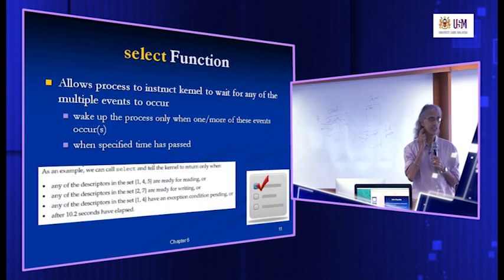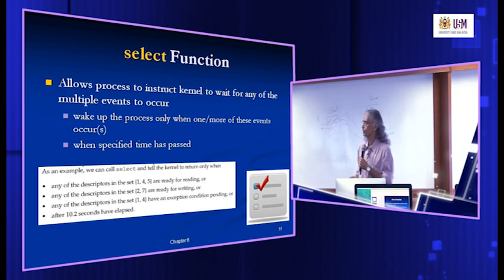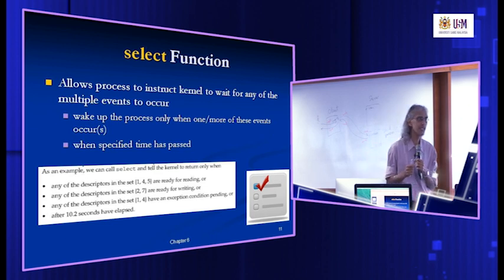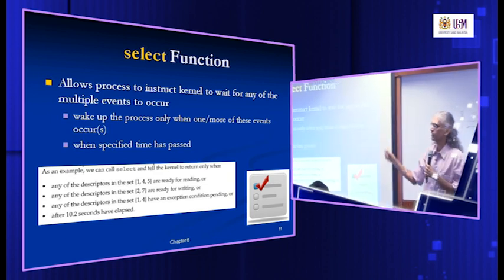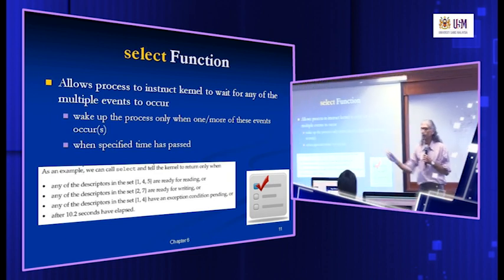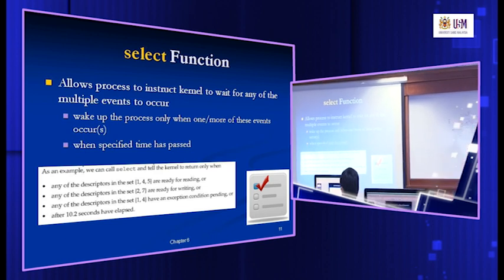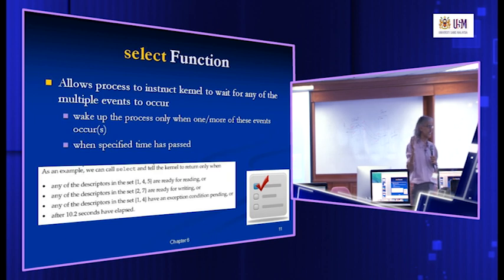Let's take a look at the select function and see how it works. What the select function does is allow the process to instruct the kernel to wait for any of multiple events to occur. The select function allows the user to inform the OS or the TCP layer what to wait for. It will then wake up once one or more events occur, or when a time has passed. I say, monitor these few things, and if any of them has activity, let me know. I also give a time, and if nothing happens within this time, let me know also. That's a timeout.